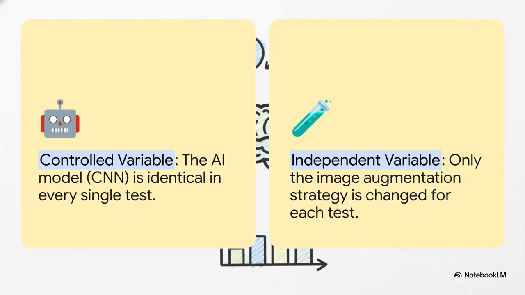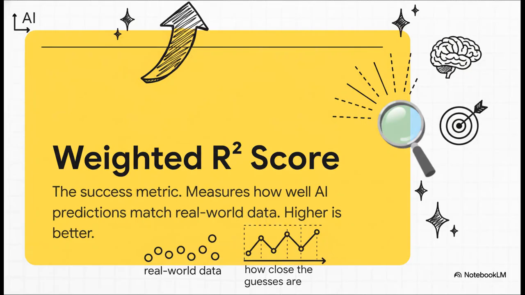Now, what makes this a real, proper experiment is the control. The AI model itself, that CNN we talked about, is exactly the same for all 4 tests. The only thing we're changing is that augmentation recipe. That way we know for sure we're seeing the effect of augmentation and nothing else. It's a fair fight.